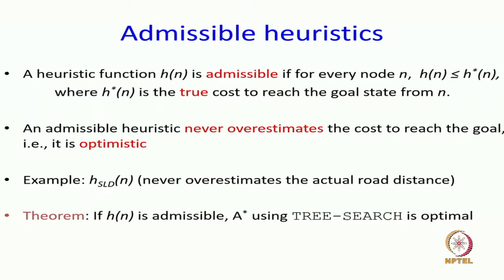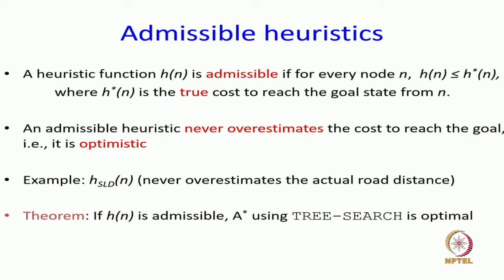A heuristic function H(n) is admissible, and I have written many words here, but the first thing I want you to learn is that the heuristic function is admissible if it is optimistic. Okay. I want you to first learn this word. And what is optimistic? What is most optimistic?